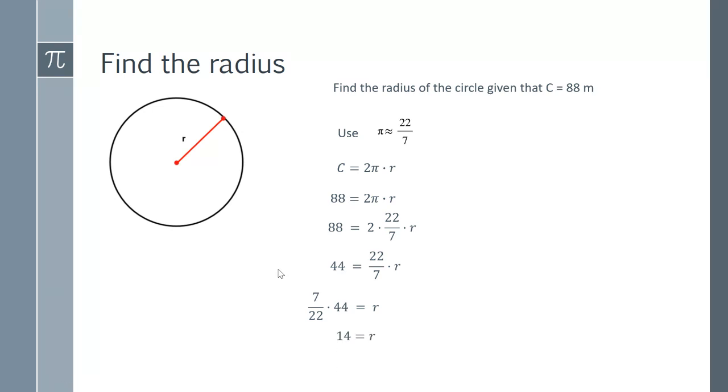And you didn't have to use any nasty decimals like 3.14 to get it. So I hope this helps you with the circumference of a circle.